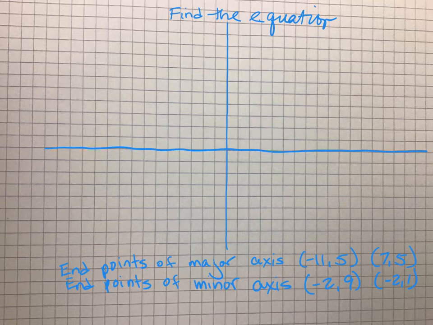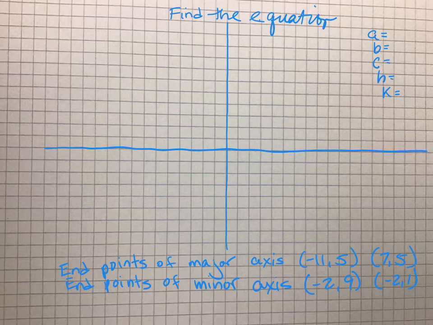In this case, I won't need C. So I just need A, B, H, and K. You don't have to find everything. Once you find A, B, H, and K, you're ready to write the equation. If you're given C, or you need that letter in order to find B or A, then you need C. But for this one, you don't.